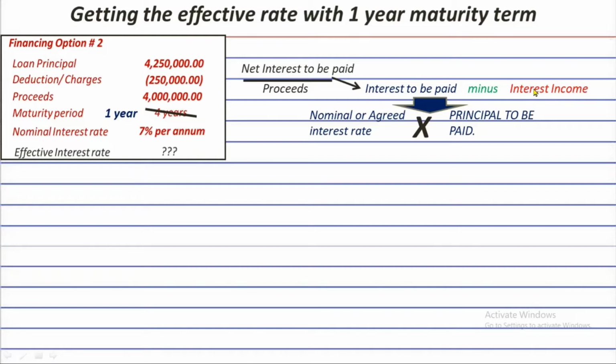And if you wanted to get this interest income, we just have to break this down. We have the compensating balance times the interest income rate. Okay? So that's how you break this numerator down, the net interest to be paid. So the denominator will be next after this.